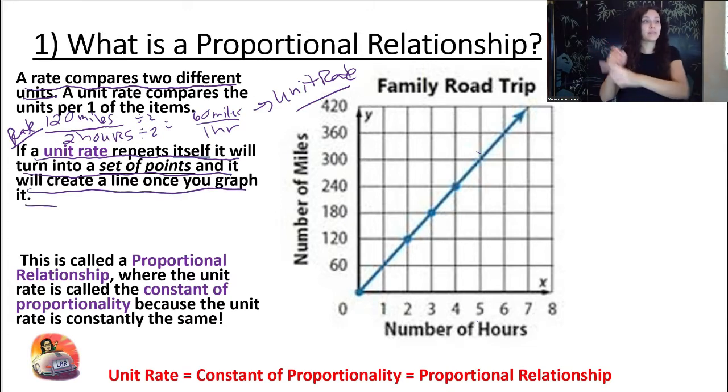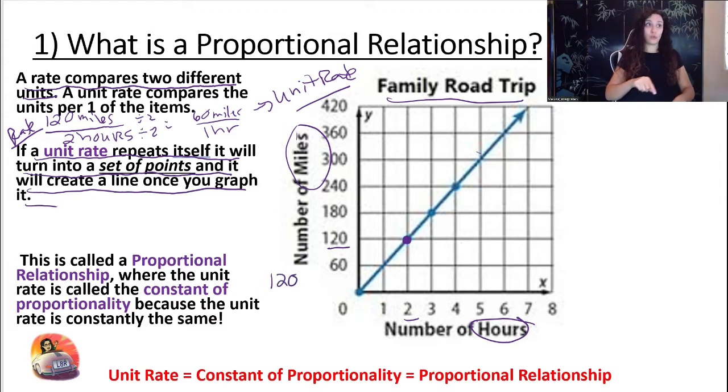For example, if I look at this graph, it says family road trip. And my rate is right here, 120 over 2. That's what this point represents. Okay, the number of miles over the number of hours. So the number of miles is 120 over the number of hours, which is 2. Okay, that gets me 60.